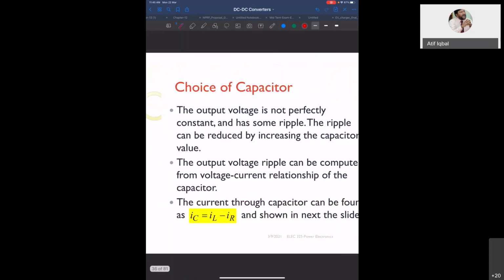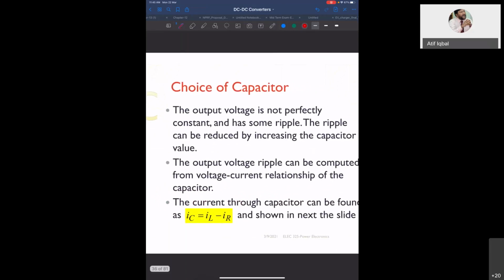Now, how do you choose the capacitor? The output voltage is not perfectly constant. It has some ripple because in the output, the capacitor is connected in parallel with the load. So the capacitor will charge sometime and discharge sometime. When it charges, the voltage increases. When it discharges, the voltage decreases. The same will appear across the resistance because they are connected in parallel. So the output here will be like this with some ripple.